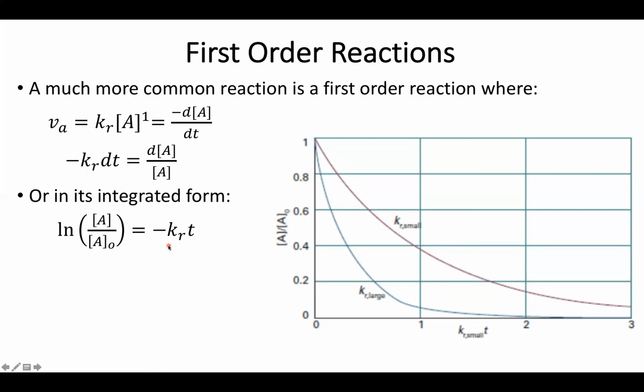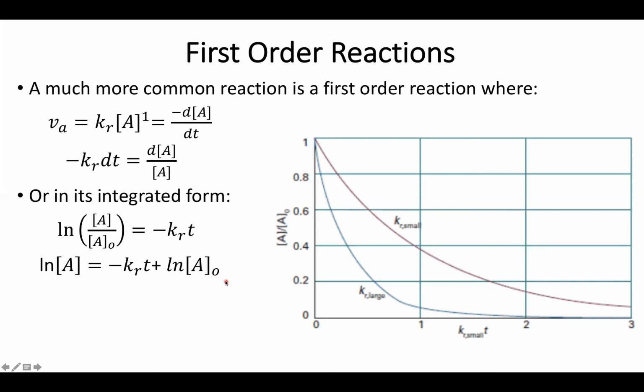However, as before, we like to try and present this in a linear form. So we do this by essentially adding the natural log of A naught to both sides, eliminating it from this side and moving it over to the right-hand side. So this gives us a way to determine our rate constant and often initial concentration of our system simply by plotting the natural log of the concentration of the system versus time.